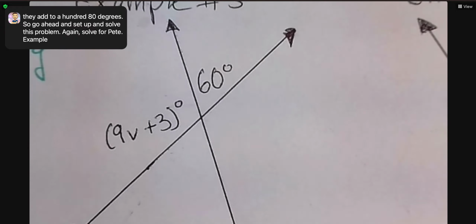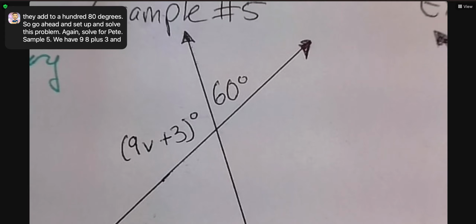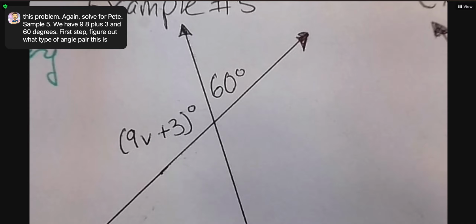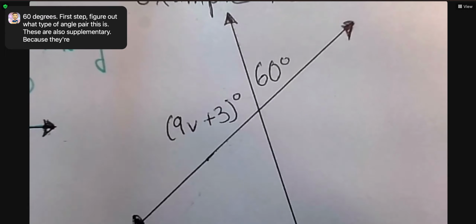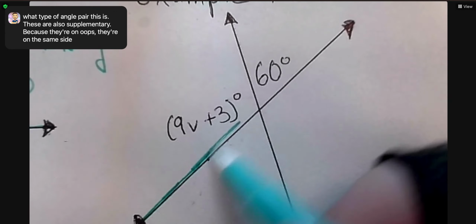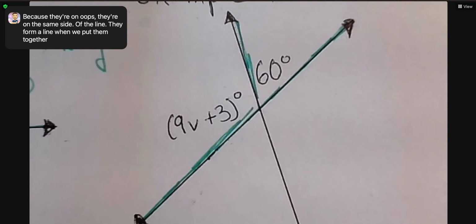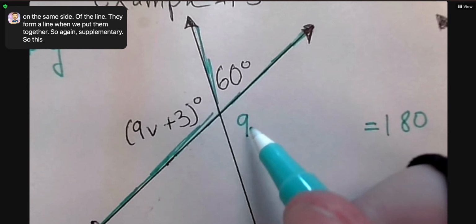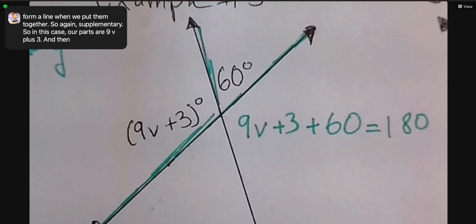Example 5, we have 9v plus 3 and 60 degrees. First step, figure out what type of angle pair this is. These are also supplementary because they're on the same side of a line. They form a line when we put them together. So again, supplementary equals 180. So in this case, our parts are 9v plus 3 and then 60. Solve for v.